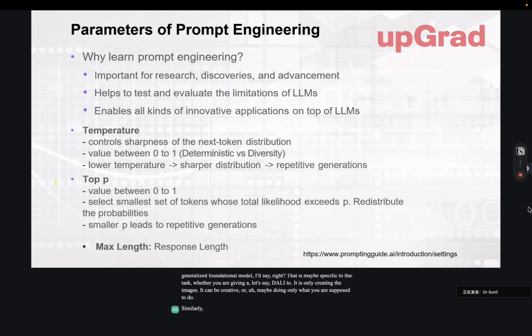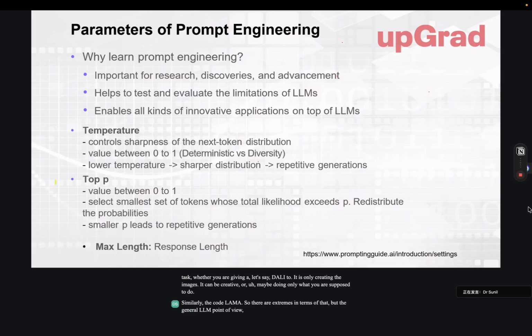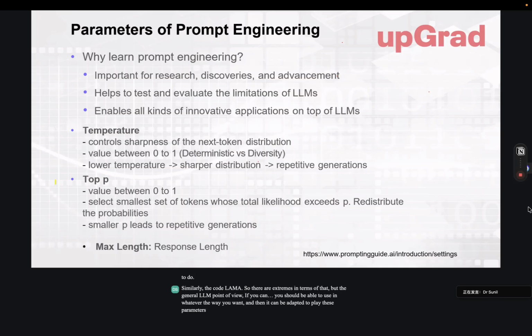Similarly, Code Llama. So there are extremes in that sense, but from the general LLM point of view, you should be able to use it in whatever way you want, and then it can be adaptive. As an engineer or as a user, you can set these parameters as well, right? So those options are also available. What kind of options? One is temperature, the other is top P. When you say temperature, as the name indicates, you are trying to control the sharpness of the token.